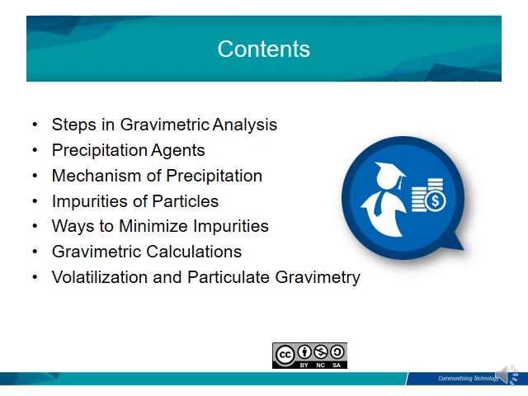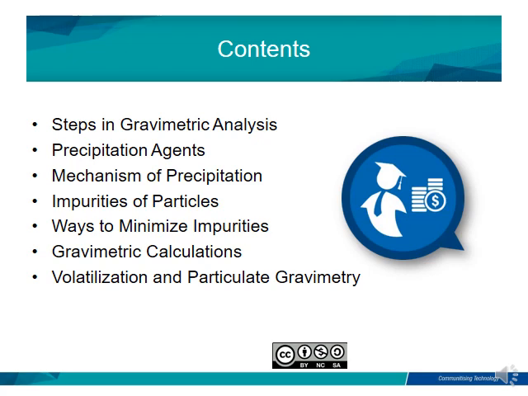Here is the contents for this topic. Okay, the first one you will be able to learn the steps in gravimetric analysis. Next is the precipitation agent. So as you all know that any kinds of chemical reaction that will produce precipitate will require precipitation agents. Okay, so next is the mechanism of precipitation. You will learn how the precipitate will be formed.